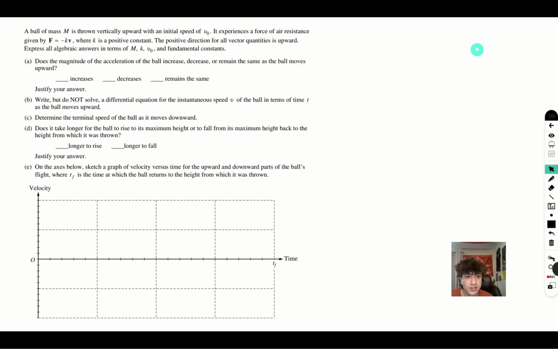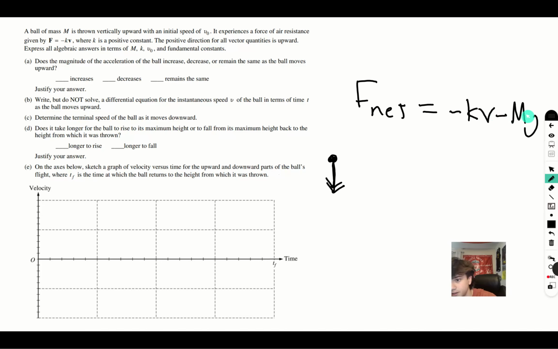Part A asks, does the magnitude of the acceleration of the ball increase, decrease, or remain the same as the ball moves upward? Alright guys, so let's first write out our force equation. We know that our net force, F net, is going to be the force minus kV, which if we draw the free body diagram, the ball is going upwards, so the air resistance is going downwards. And we also have gravity going downwards, minus mg. So both of these forces are going towards the ground, or in the negative direction.